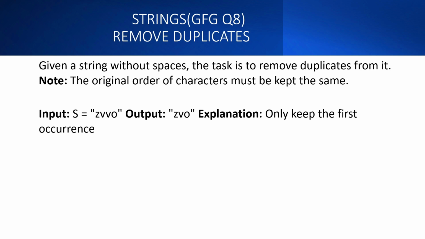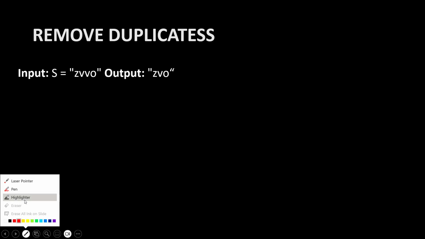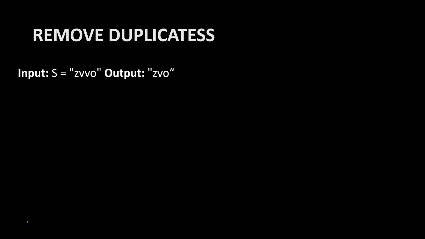And now let's understand the meaning of the question. The question is saying that if we have any duplicate values, for example, in this ZVVO, we have V as one duplicate, right? So the question is saying that if there is any duplicate values, we have to remove it and return the rest of the output, right?